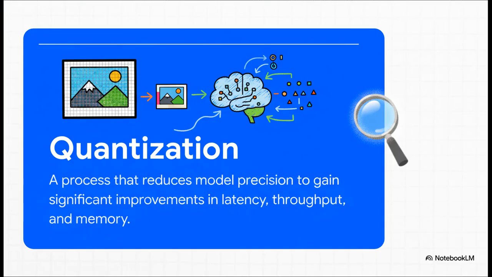Here's an analogy. Think about a super high-resolution photo. It has millions of colors, it looks amazing, but the file size is huge. Quantization is kind of like taking that photo and reducing it to a smaller, more optimized color palette. You lose a little detail that your eye probably wouldn't even notice, but the file becomes way smaller and faster to load. In an LLM, we're doing basically the same thing but with the numbers, the weights and activations that make up the model's brain.